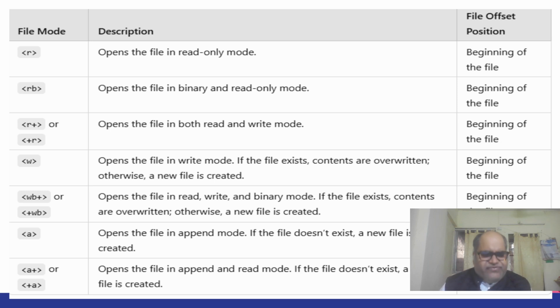Write, if you do a w, it will open the file in write mode. If the file exists, contents are overwritten, otherwise a new file is created. And wb plus will open write in binary mode. a is for append, so if the file exists, it will start from the end of the file and start writing from there. a plus will be for both append and read mode. You need to be aware of these, because sometimes these are tested in your exam.